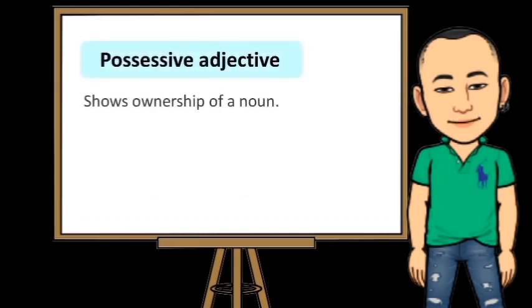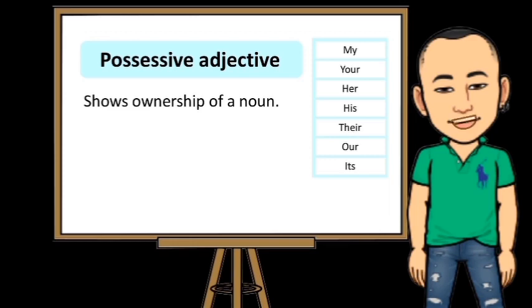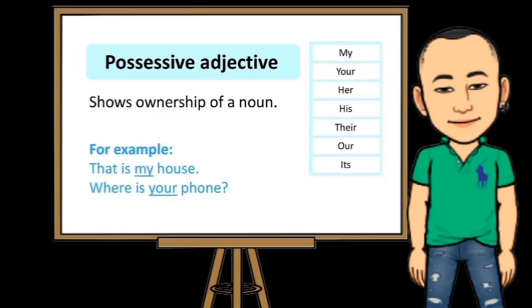Possessive adjective. This type of adjective shows ownership of a noun. This includes my, your, her, his, their, our, its. For example, that is my house. Where is your phone?